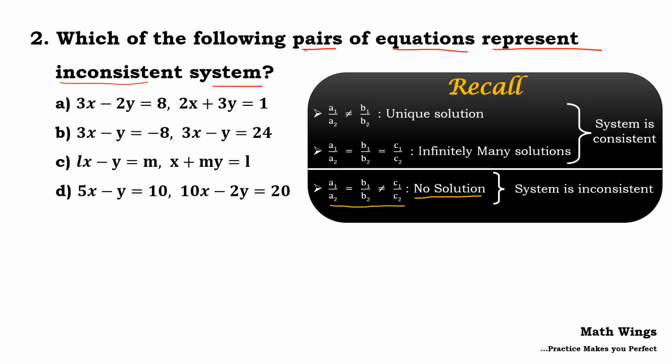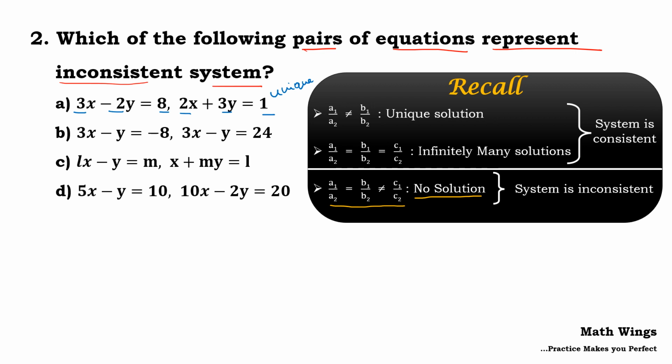How can we check this over here? We can just go with the trial and error method. Just observe here, we have 3 and 2, then -2 and 3, 8 and 1 in the first option. By looking at the option itself, we can say it will have a unique solution because a1 by a2 is not equal to b1 by b2 over here.